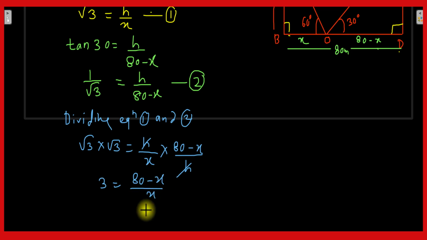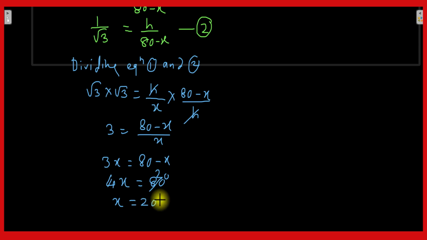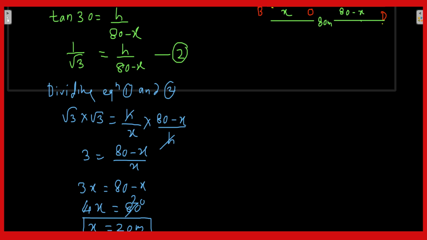Now cross multiply, take x to this side, and further you will get 3x equal to 80 minus x. Take x to this side, it will become plus x, so 3x plus x, that will be 4x, which is equal to 80. So 4 ones are 4, 4 twos are 8, 4 zeros are 0, and so x is equal to 20 meter. And therefore we have got x is equal to 20 meter. Now I solve further.